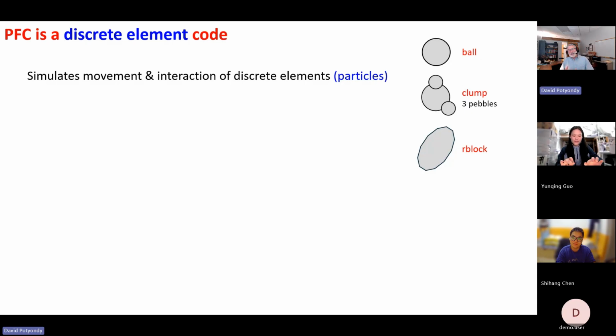In PFC, we call these particles. These things typically do not change shape. They're typically rigid, but they don't have to be. The key thing is that you have these particles and they can move in 3-dimensional space and they can somehow interact in 3-dimensional space.